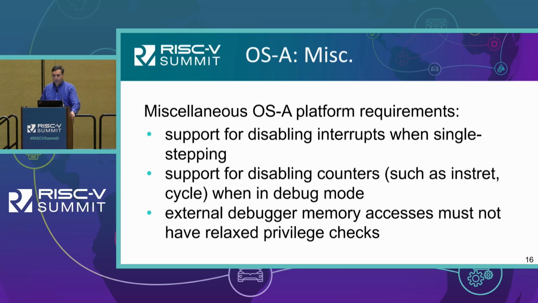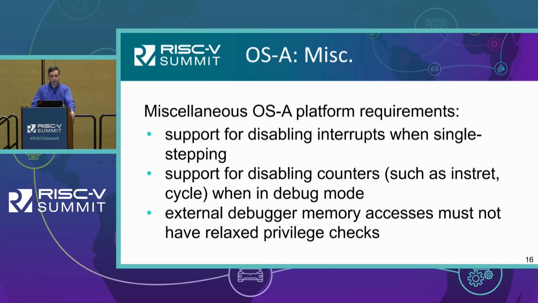And finally, there are a few miscellaneous requirements. The debug spec can optionally support disabling interrupts when single-stepping, and OSA requires that because single-stepping into interrupt handlers is generally not what you want to do. And the architecture allows disabling performance counters when in debug mode, and OSA requires supporting that. There's not much sense in doing performance analysis of your debug code when it's injecting individual instructions.